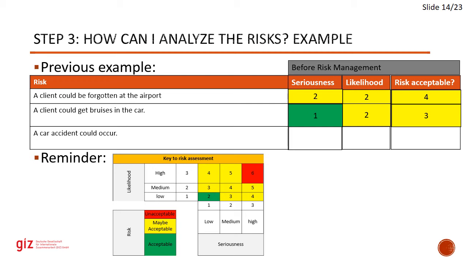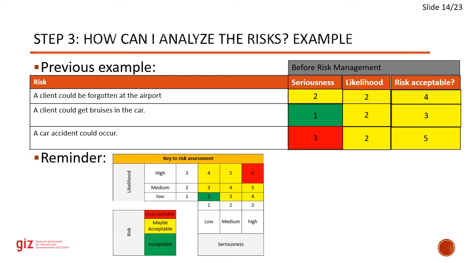Third, a car accident could occur. This risk is high seriousness because the potential consequences can be life-threatening for staff and clients. So we give it a value of 3. And let's say a car accident is medium likelihood since it does happen sometimes in many countries. So we give it a value of 2. So 3 plus 2 is 5. So this risk is also maybe acceptable. But as you can see, it is less acceptable than the first 2 risks, since 5 is the highest number.